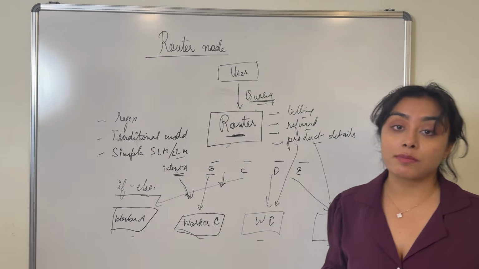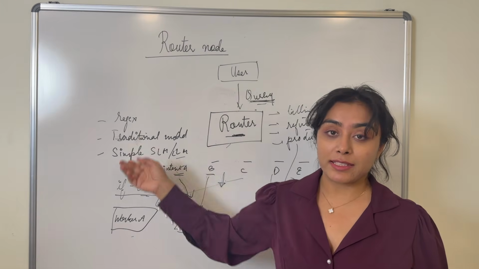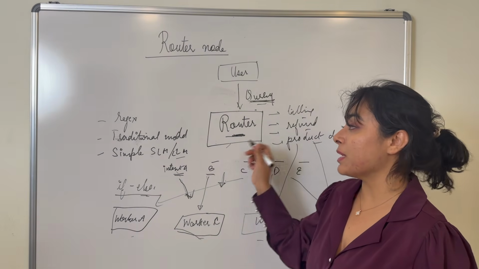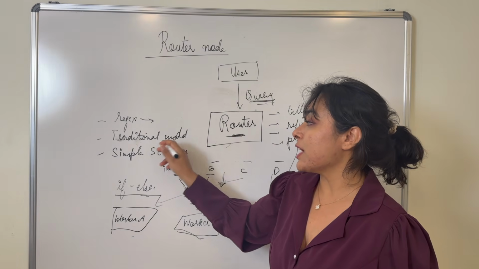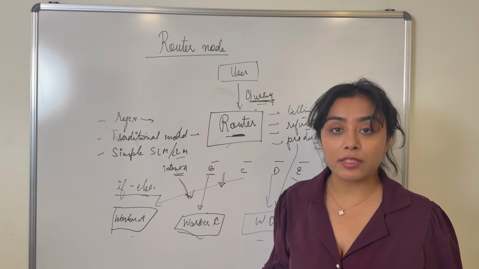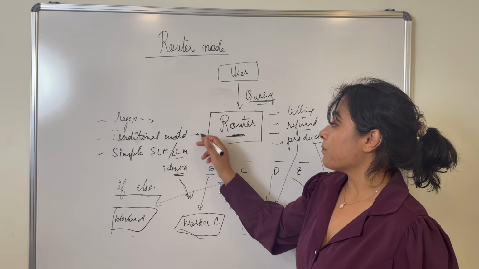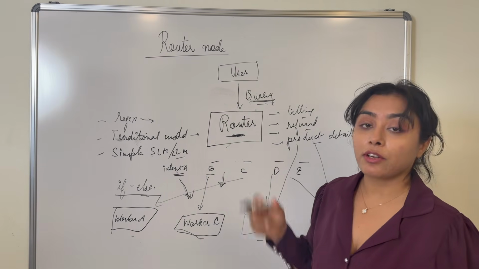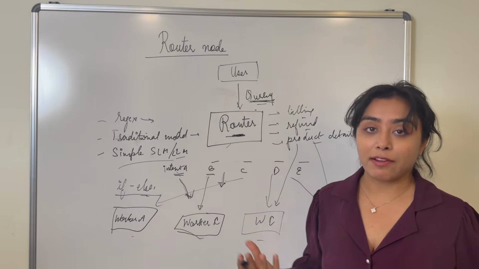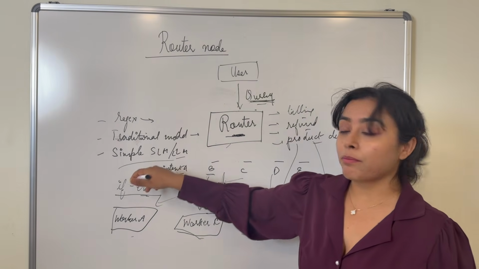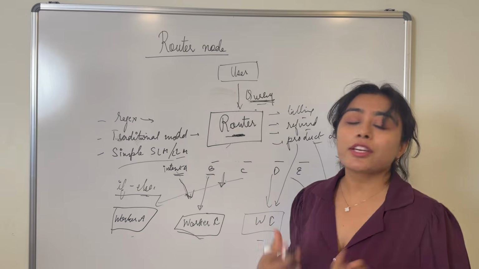In advanced systems, it's often a combination of these. For example, if the query is very simple and you can classify it with a certain confidence using regex or traditional models or even logistic regression, then don't use a language model. Basically save some cost, save time. So it might be a combination of these.